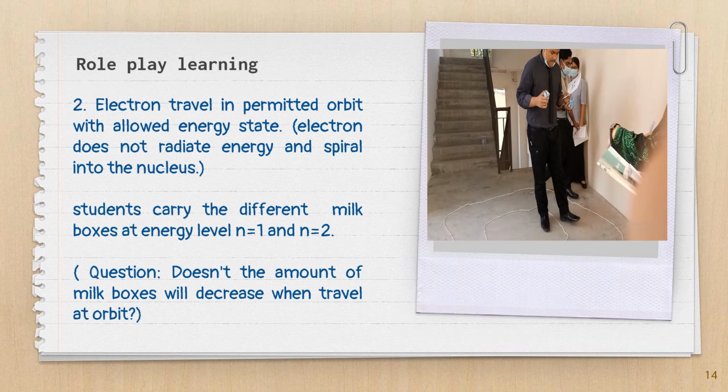Step 2: to represent the electron traveling in a permitted orbit with an allowable energy state, the student at n equals 1 will carry one milk packet, and the student at n equals 2 will carry two milk packets. At the same time, the teacher will ask whether the amount of milk packets will decrease when traveling in orbit. Students will answer the question.